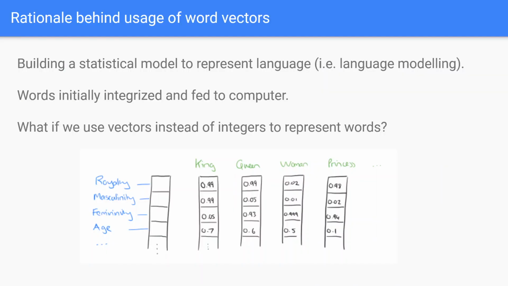Why do we need word vectors? Like, why can't we just feed words into a computer, and why can't it just understand? We will be exploring now the rationale behind usage of word vectors. Basically, we wish to build a language model, that is a statistical probabilistic model which would represent language to a computer. Why this?